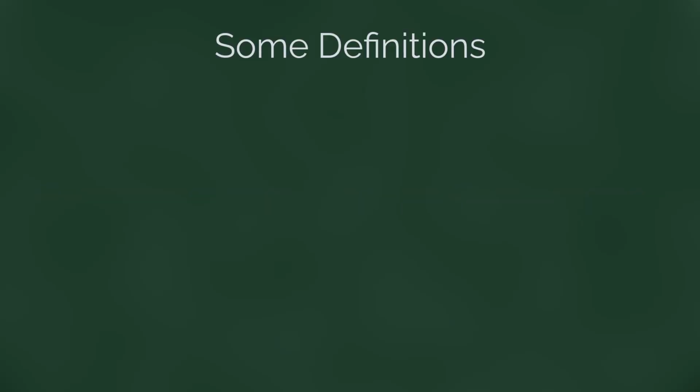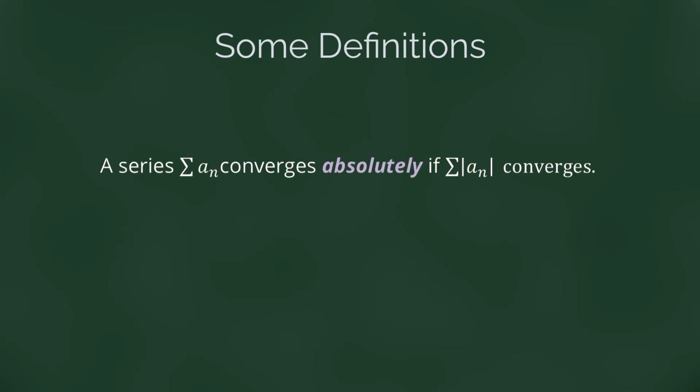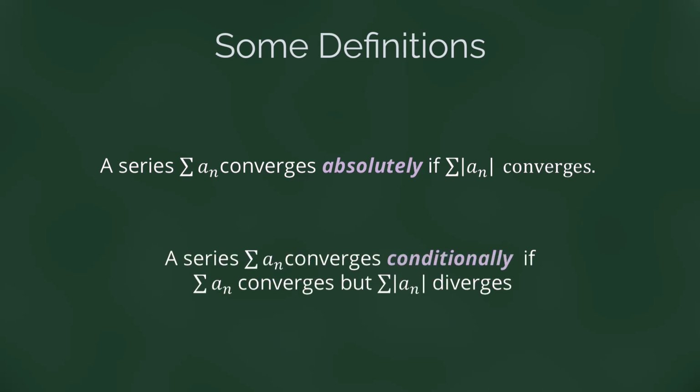Let's start with some definitions. A series converges absolutely if the same series with the absolute value of each term taken also converges. A series converges conditionally if that series converges, but that series with only positive terms diverges. We've already seen examples of this difference.